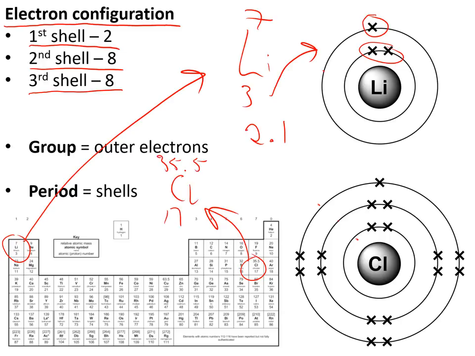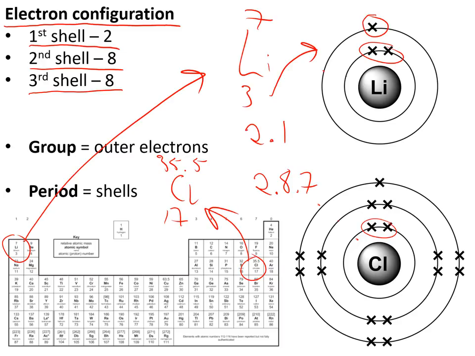If we look at chlorine here, chlorine has this symbol Cl, 35.5 and 17, so it's got 17 electrons. So 2 of them go in the first shell. Then we get 8 in the second shell. Then we still have another 7 left over, so 7 go into that last shell. So we can write that as 2.8.7.